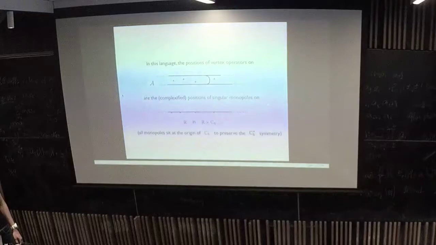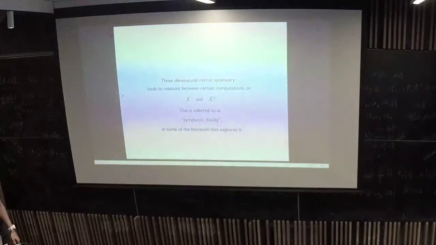And to preserve this symmetry, in our application all the monopoles sit at the origin of this complex plane. So X JAC then is a moduli space of monopoles in this setting.